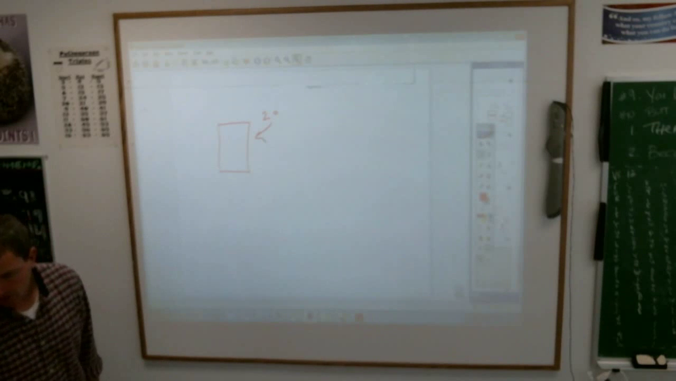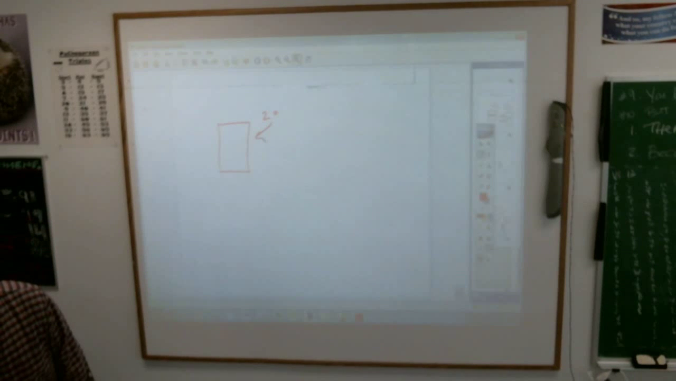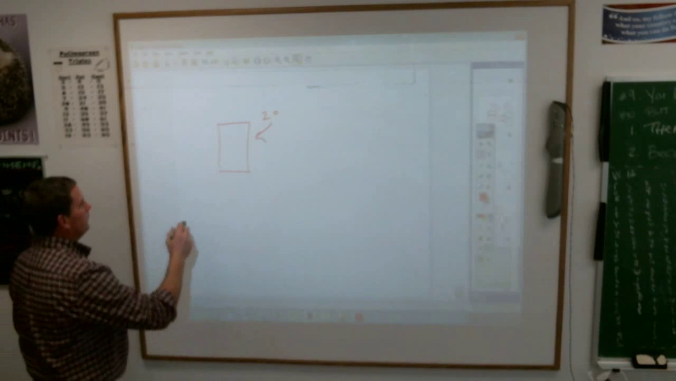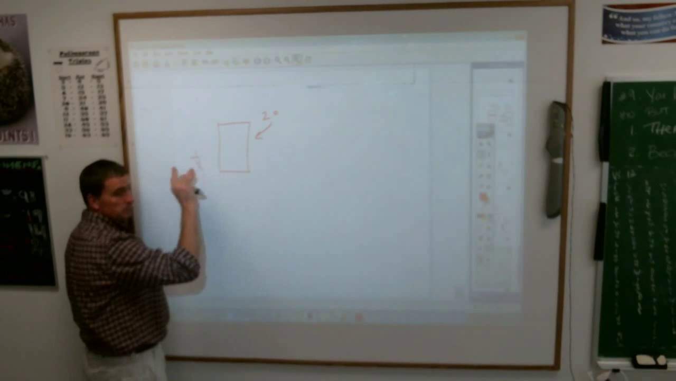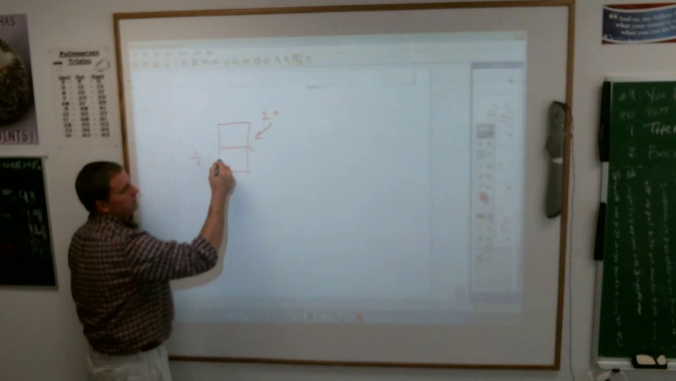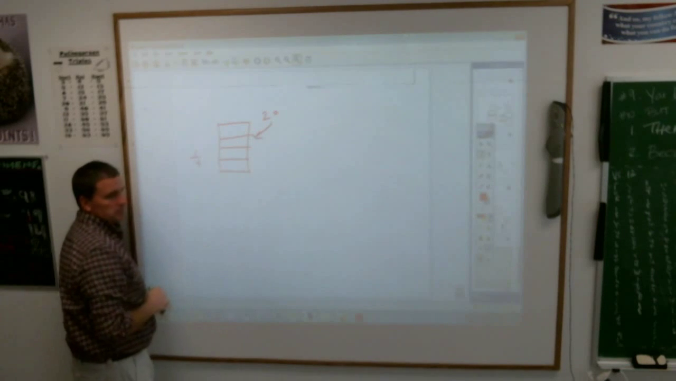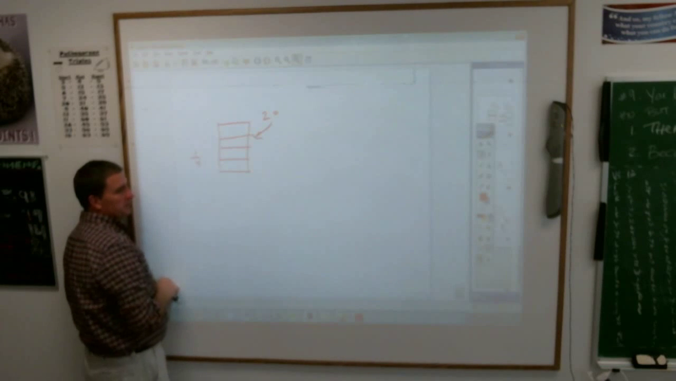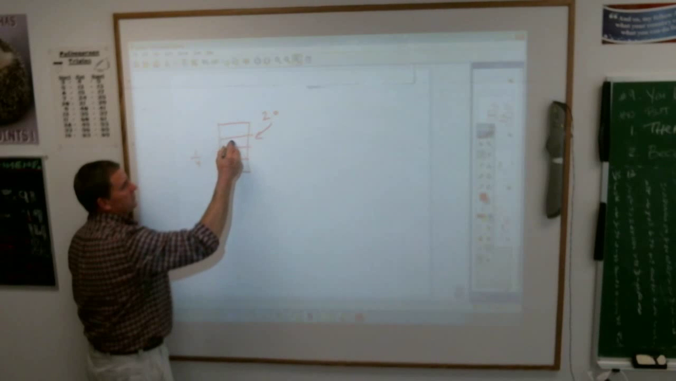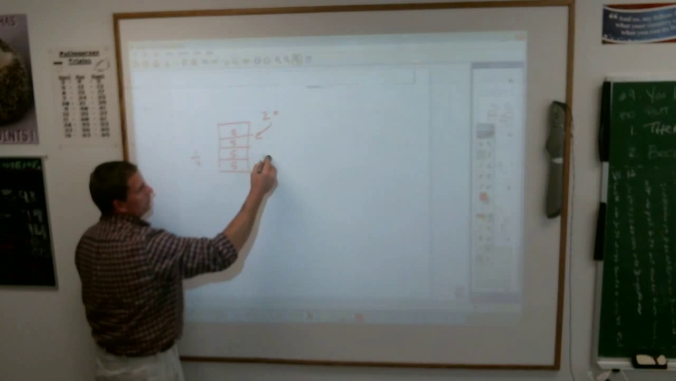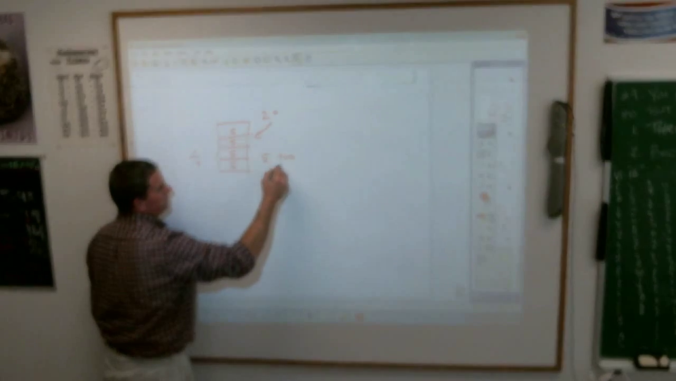The first part A says how many were too small. Well, what fraction of my pumpkins were too small? 1/4. So how many pieces do I have to cut 20 into? 4. 1, 2, 3, 4. If I cut 20 into 4, Wade, what is each piece worth? 5. Thank you. So there's my answer to the first one. 5 were too small.